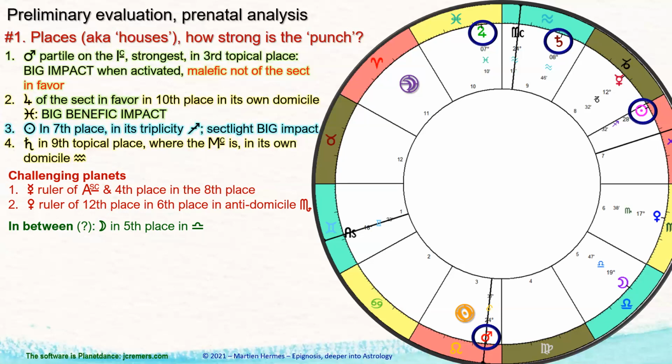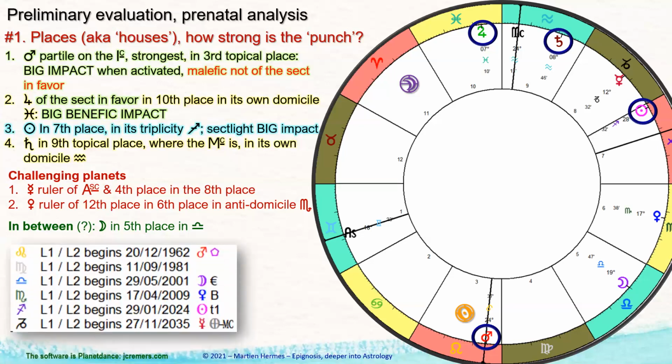It's also a very important planet by being, of course, female. It's often said that the moon has a stronger relationship with females than with male charts. I don't agree with that, but there we have it. Okay, let's have a look further. So these are all the major periods, the L1 periods of the scenario.